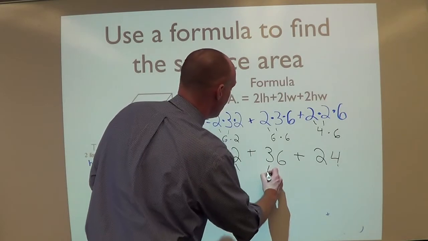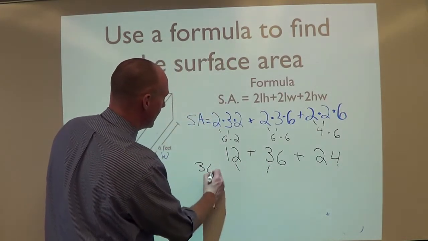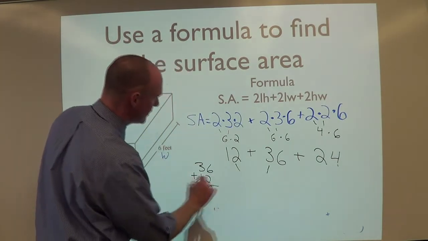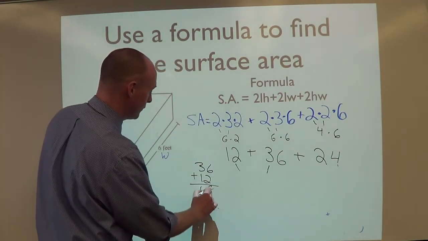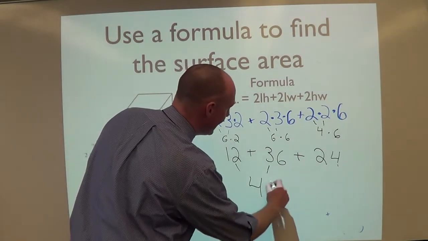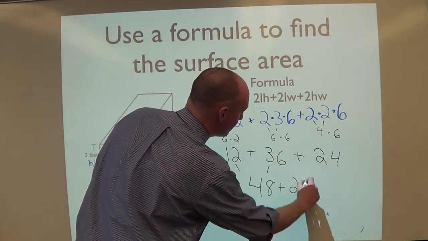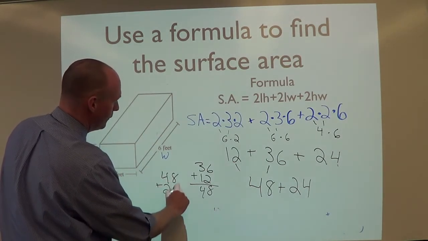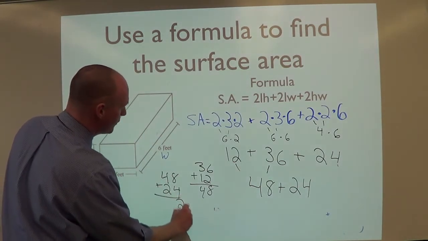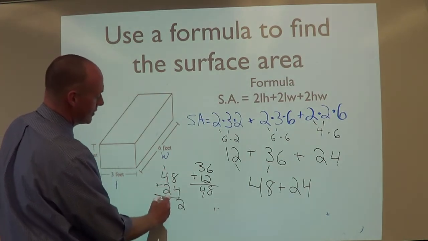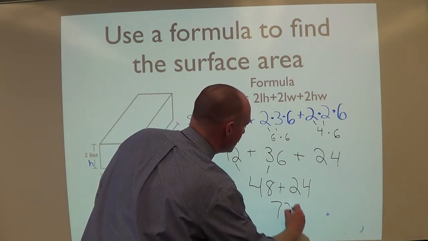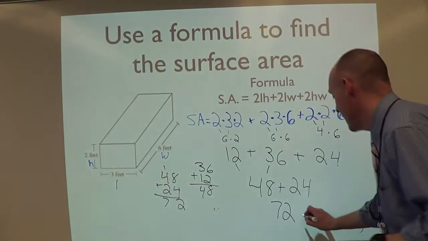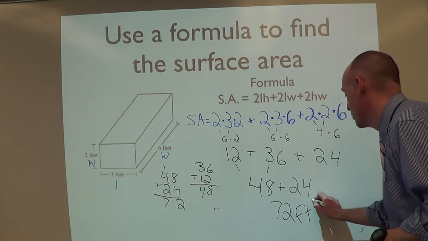Let's do this one. 12 plus 36. 36 plus 12. 6 plus 2 is 8. 3 plus 1 is 4. 48 plus 24. 8 plus 4 is 12. 2 carry the 1. 4, 5, 6, 7. 72. And my surface area, we're dealing with feet, is 72 feet squared.